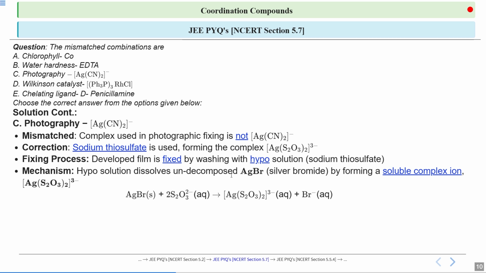2 S2O3 2 negative, and then this is going to form this complex of silver, Ag(S2O3)2 3-, and you get bromide ion. Okay, so this is how you do the fixing in photography. So this is a mismatched combination. Until now, A and C are the ones that are mismatched, right? The B was the matched combination.